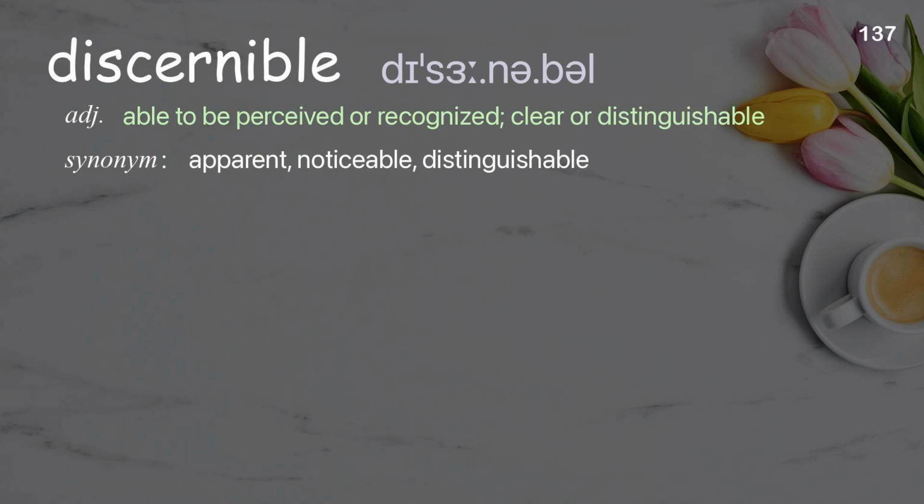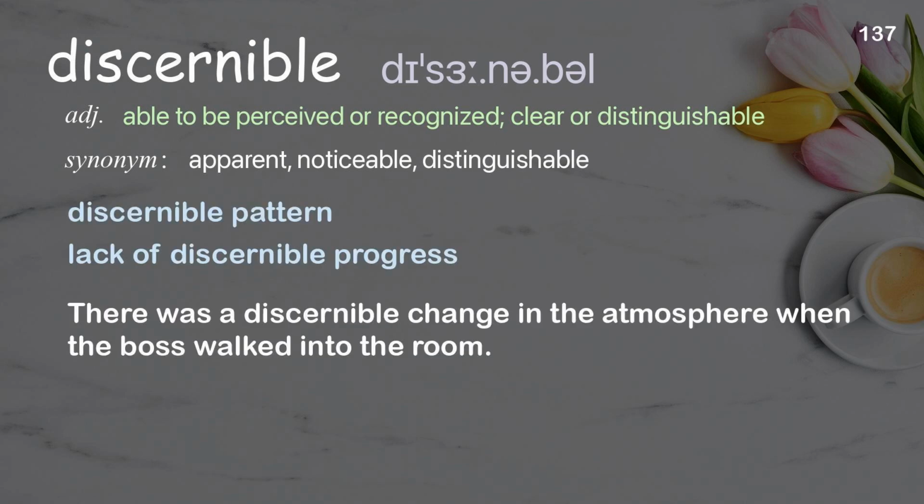Discernible. Able to be perceived or recognized, clear or distinguishable. Examples: Discernible pattern. Lack of discernible progress. There was a discernible change in the atmosphere when the boss walked into the room.